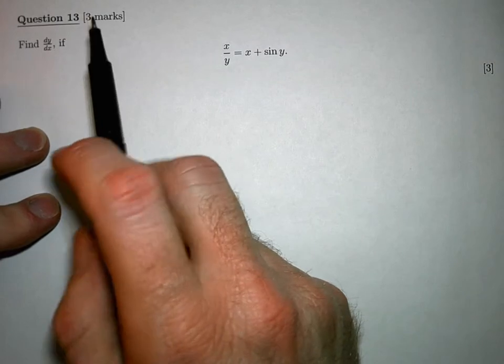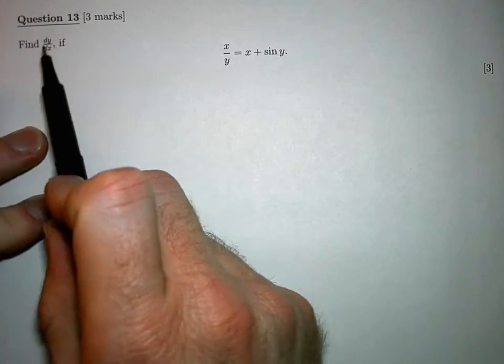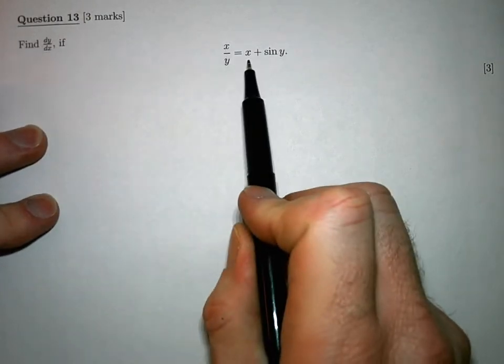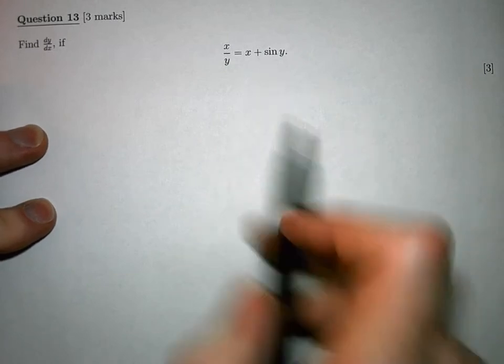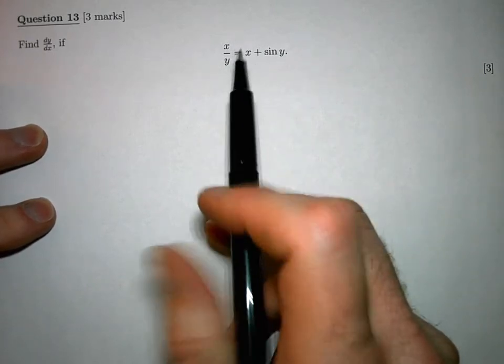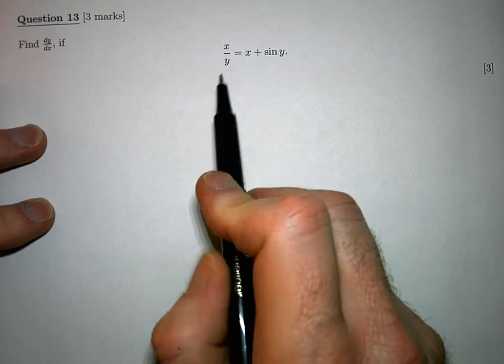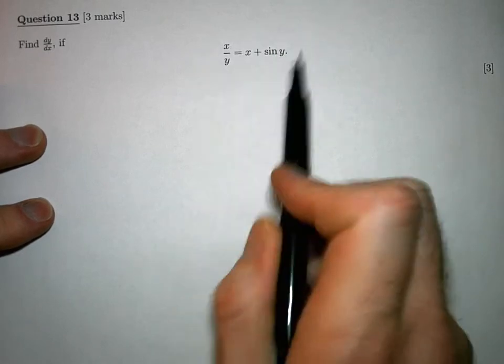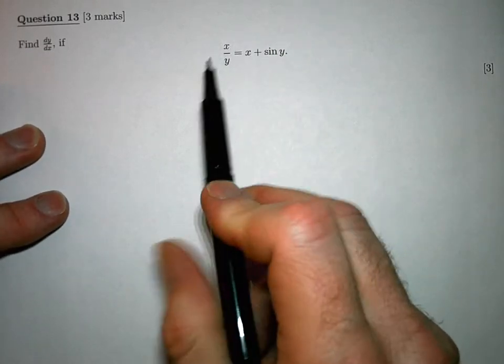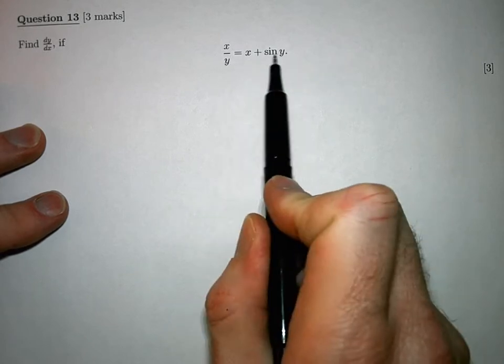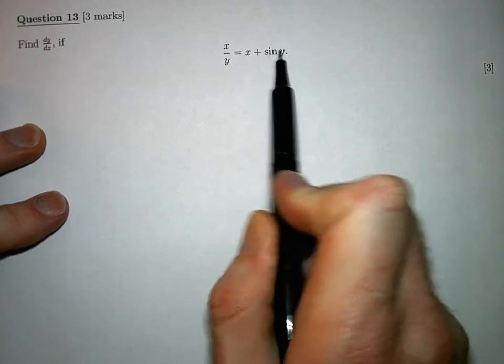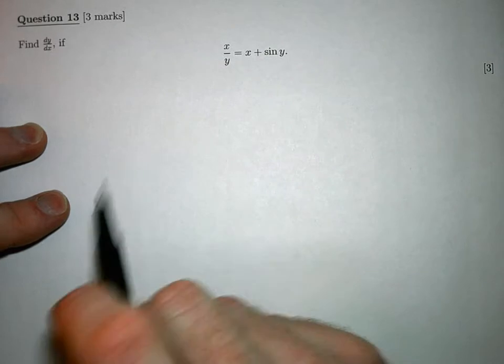I'm looking at question 13, where you're asked to find dy/dx if x over y is equal to x plus sine of y. Now most of you did quite well on this question and recognized that it was an implicit differentiation. Some of you tried to solve for y. Well, you can't do that because this y is implicitly tied up in this sine, so you can't get the y out on its own.